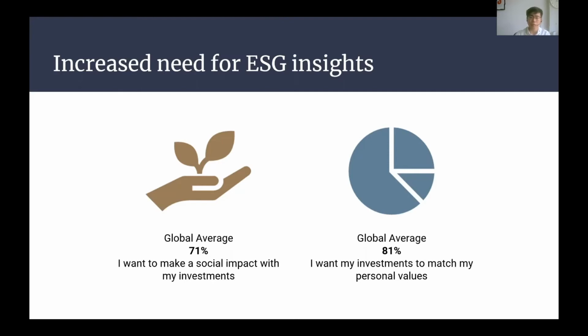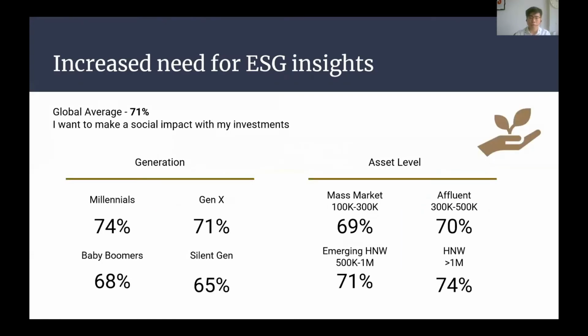As seen in the slides, a global average of 71% of respondents agreed with the statement, "I want to make a social impact with my investments," while 81% of respondents highlighted that they wanted to make their investments match their personal values. Drilling down deeper into each segment, first focusing on social impact, we can see that the younger generation of investors place a greater emphasis on making a positive social impact with their investments, with a high at 74% of millennials, classified as those born generally between 1981 to 1996, compared to a low of 65% in the silent generation, classified as those born generally between 1928 to 1945.